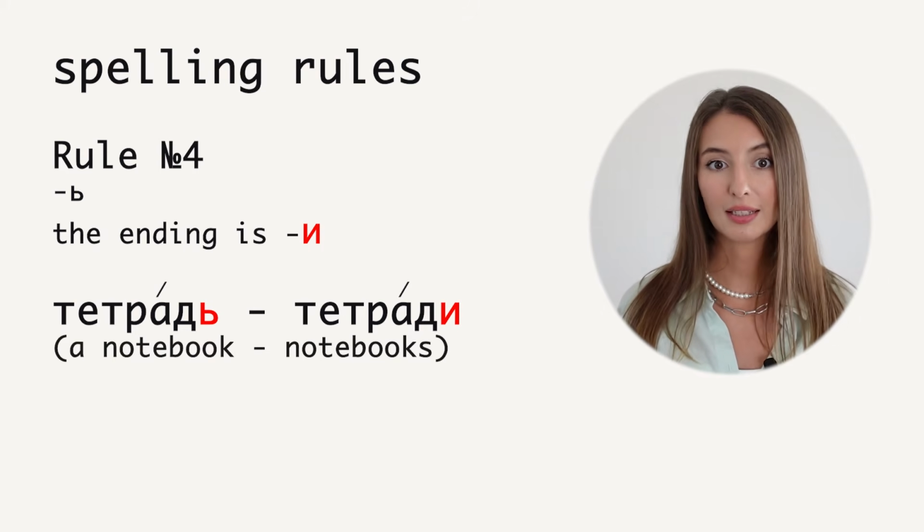Тетрадь, тетради. Some nouns of foreign origin are indeclinable, which means that they have the same form in the singular and in the plural. For example, метро, кафе, радио. Whether these words are singular or plural in the sentence, you can identify by adjectives or verbs.